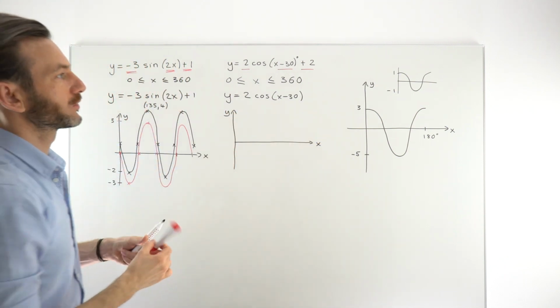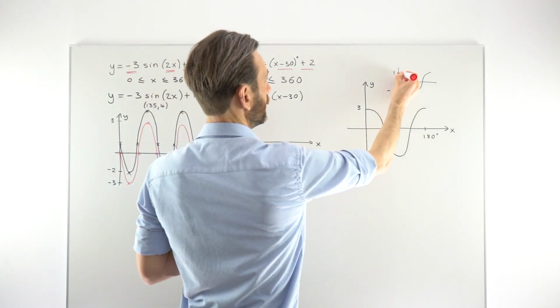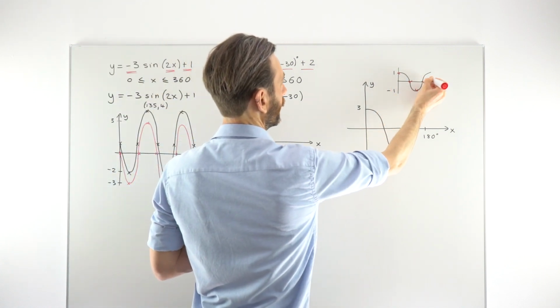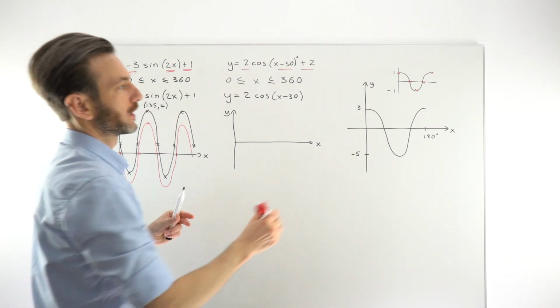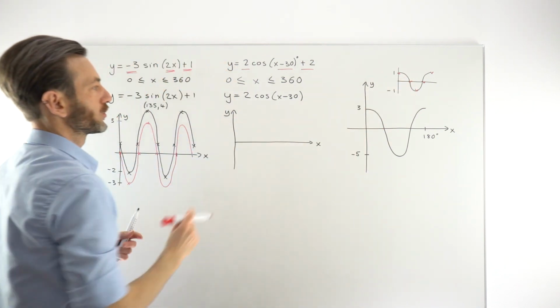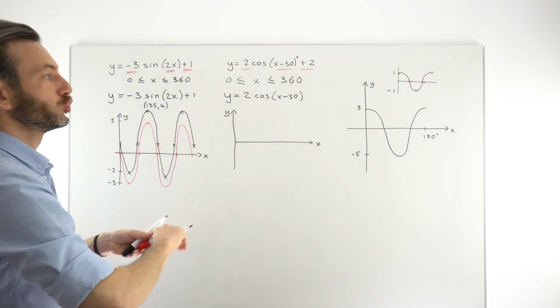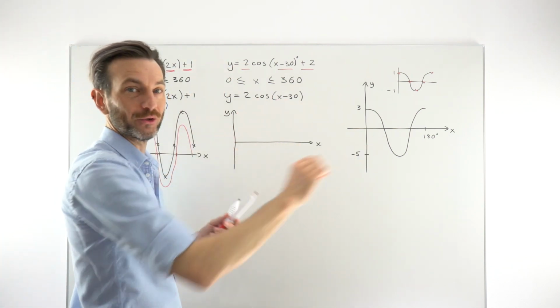Right, so the key points really are this first point here, this point here, that one, and that one. Those are the points we're trying to work with. So that first point there, which is at 1, is going to be stretched by a factor of 2, so it's now going to be at 2, and it's also going to be moved 30 units to the right.